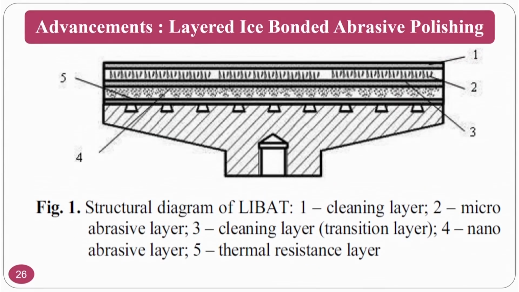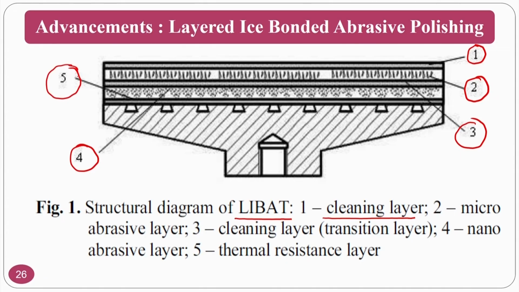Okay. Advancements, if you see, one of the advancements the people have done is the layered ice bonded abrasive polishing machine, where different layers are there. One is the cleaning layer, then the micro abrasive layer, then again another cleaning layer, and nano abrasive layers, and then there will be a thermal resistance layer wherever the temperature development and other things can be avoided. So you can go by layer also. That means that this is one of the advancements. If somebody wants to take up research, you can go through the papers.